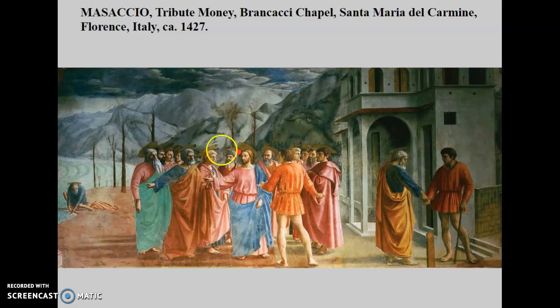And Masaccio uses this because he realizes that this will help direct the reader's attention back to that central figure of Jesus. We also see here Masaccio is interested in atmospheric perspective. Atmospheric perspective is replicating the effects of light and atmosphere in a work of art.